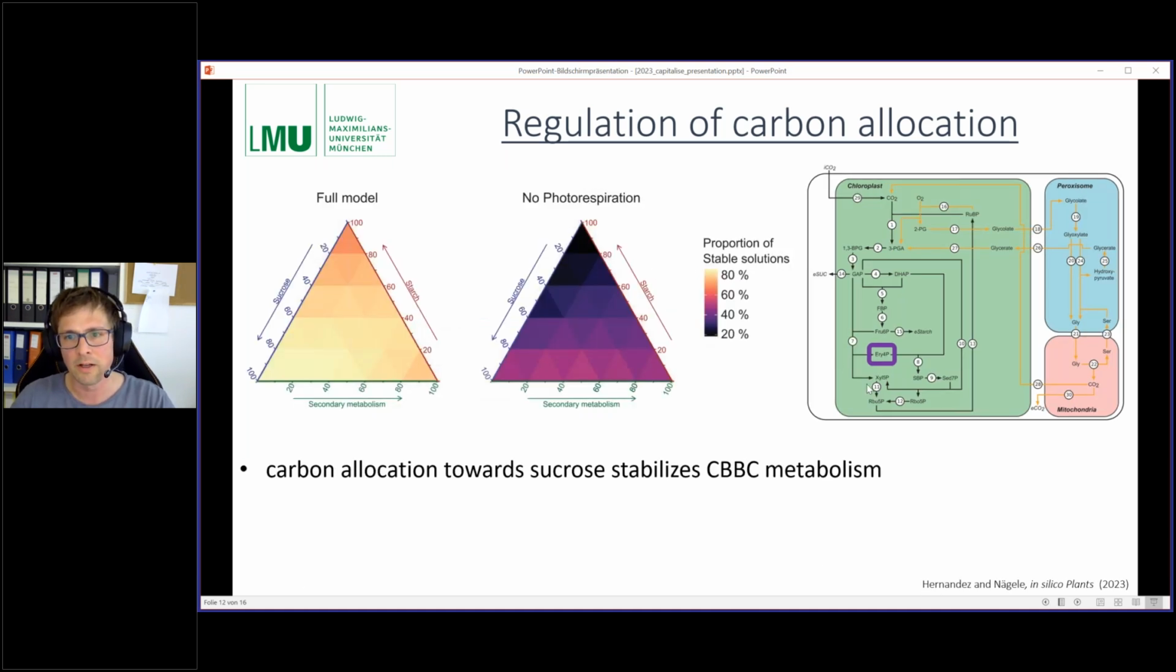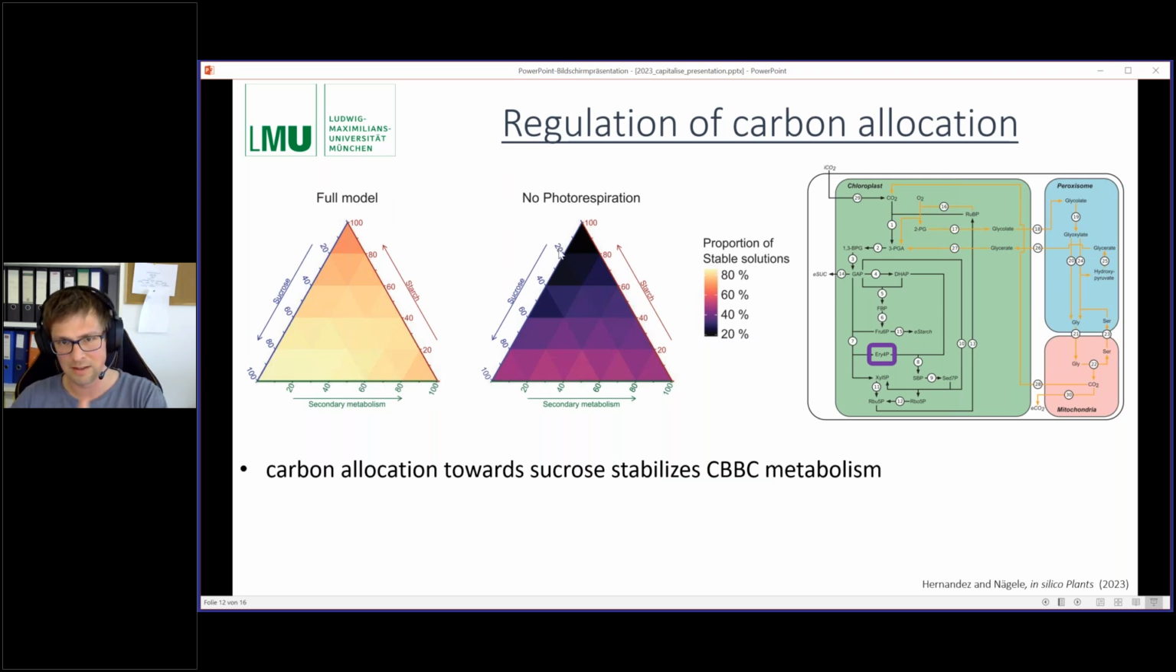And further, in the third scenario, we also tested a possible contribution of secondary metabolism. Secondary metabolites are typically induced under stress. So the idea was, okay, how does this all work together? And what you see here is comparing the full model and the model which lacks photorespiration. As a general rule, the lighter the color, the more stable the solutions were. And what you see on the left side in the full model is that starch biosynthesis destabilizes the metabolic system, while sucrose biosynthesis clearly stabilizes. And secondary metabolism has no real huge impact.